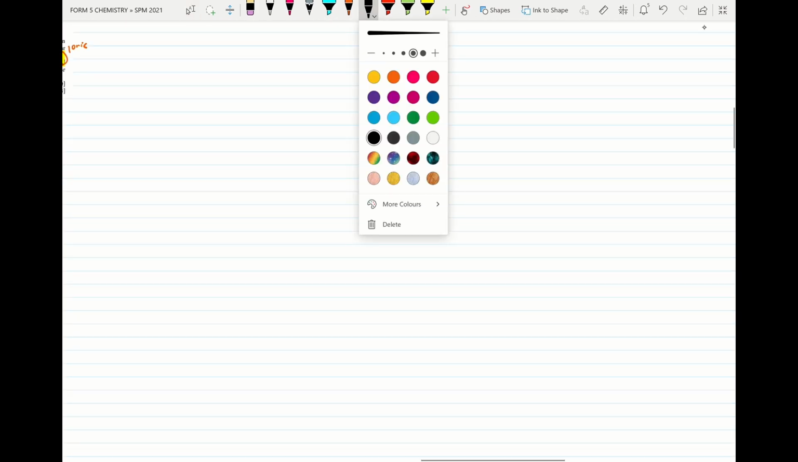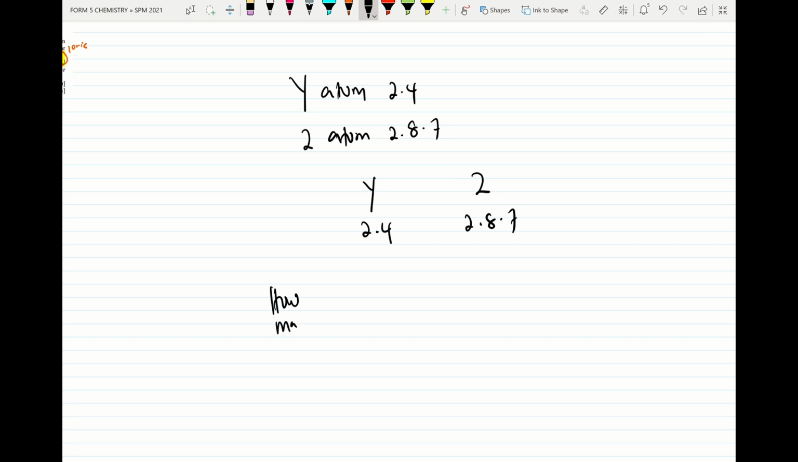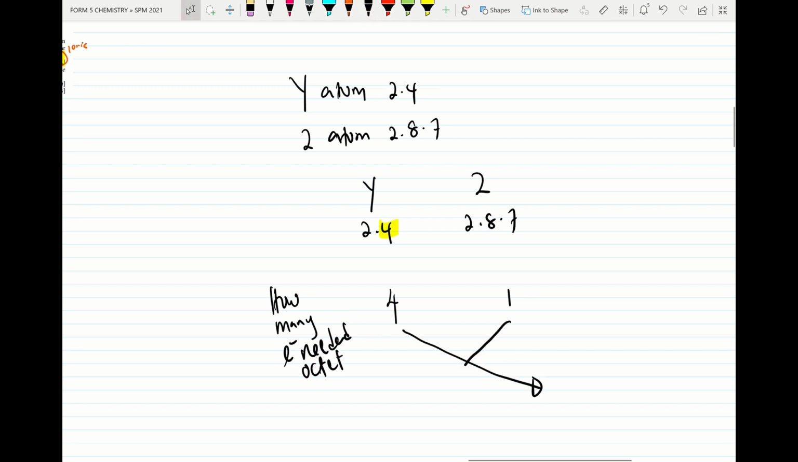Now the Y atom: I put here Y atom, the electron configuration is 2.4. The Z atom has electron configuration 2.8.7. So Y is 2.4, Z is 2.8.7. Please ask the question: how many electrons are needed to achieve octet? Here we have 4 valence electrons. It needs 4 more valence electrons to achieve octet. Z needs 1 more valence electron to achieve octet. Then we do crossing. We bring 1 here, 4 here. So the formula, please remember, will be YZ4 form.